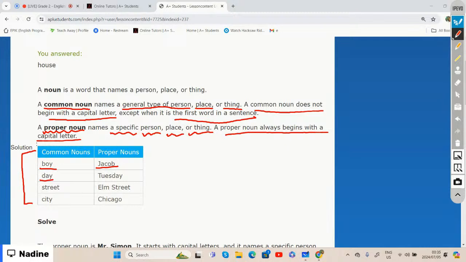There are 7 days in the week. It can be any day. But if I'm specifically making mention of Tuesday, then Tuesday is where we are specific, right?